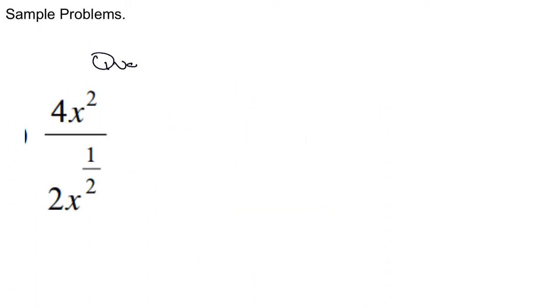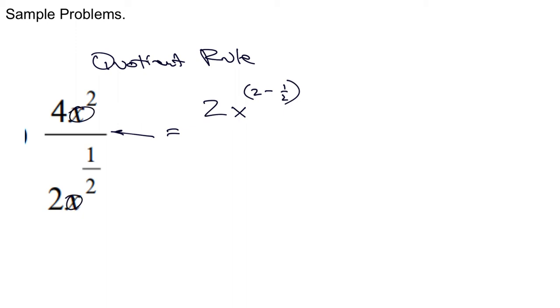Now we're at the quotient rule. Pardon my terrible penmanship. 4x squared divided by 2x to the 1/2. So let's just tackle, what's 4 divided by 2? People, that's 2. Then we have x squared divided by x to the half is going to give me x to the 2 minus a half, right? Quotient rule means if the bases are the same, I take these exponents and I subtract them.